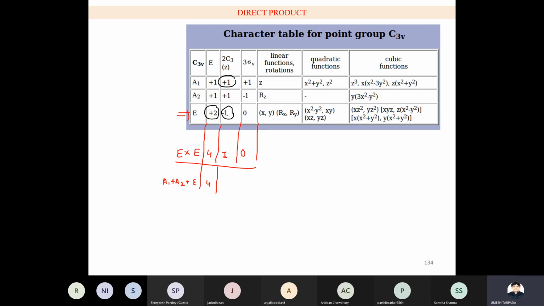A1 plus A2 plus E, in the second entry 1 plus 1 minus 1 is 1. What is the third entry? 0 minus 0, it is 0. So it is similar to this one. And therefore your answer becomes E cross E is equal to A1 plus A2 plus E.